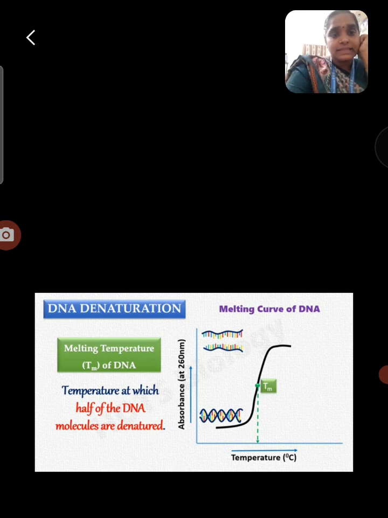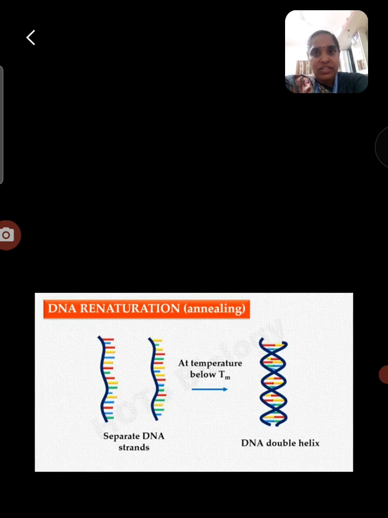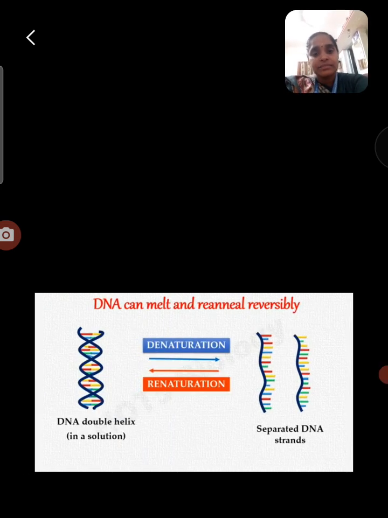Besides denaturation, another feature of DNA is that the separated complementary strands of DNA can spontaneously reassociate to form a double stranded DNA. This happens when the temperature of the DNA solution is lowered below the melting temperature. This phenomenon is known as DNA renaturation or annealing. At the end of this video, we understand that DNA melts and reanneals reversibly.